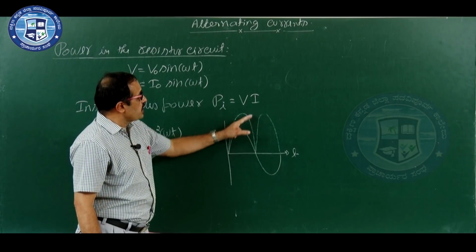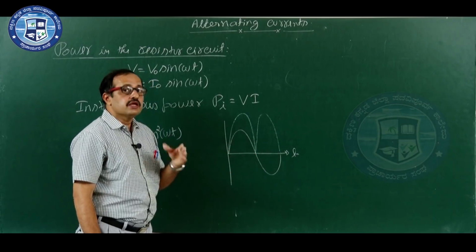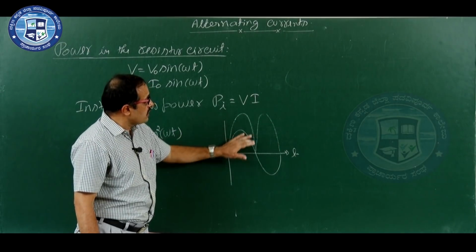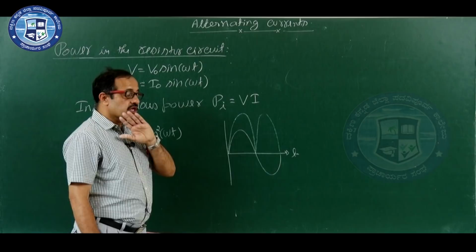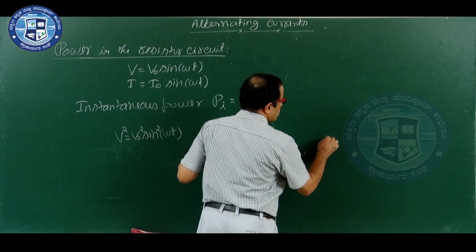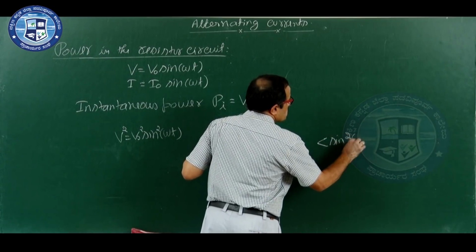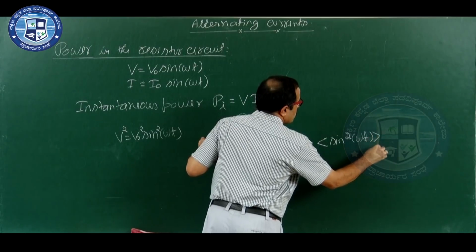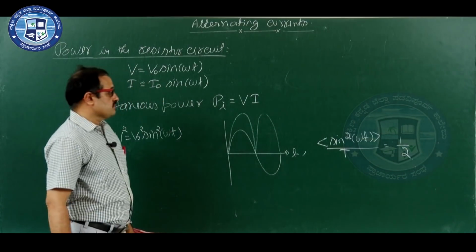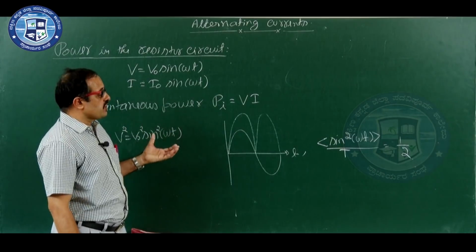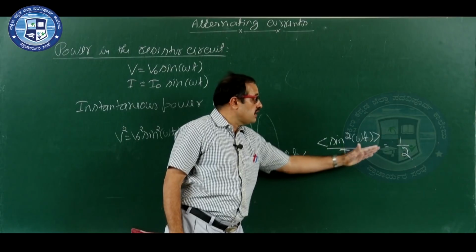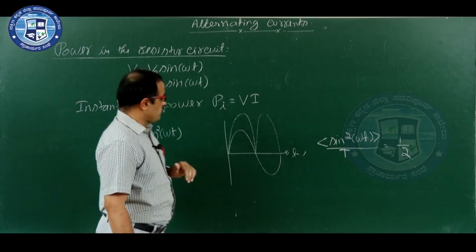Now, if you get the average of this square value over the complete cycle, can it be 0? No, because all the square values are positive. Its average value cannot be 0. Then how much is it? The average of sine square omega t over the complete cycle is always equal to half. Therefore, whenever you are doing integration with the function sine square omega t over the complete cycle, its average value is half.